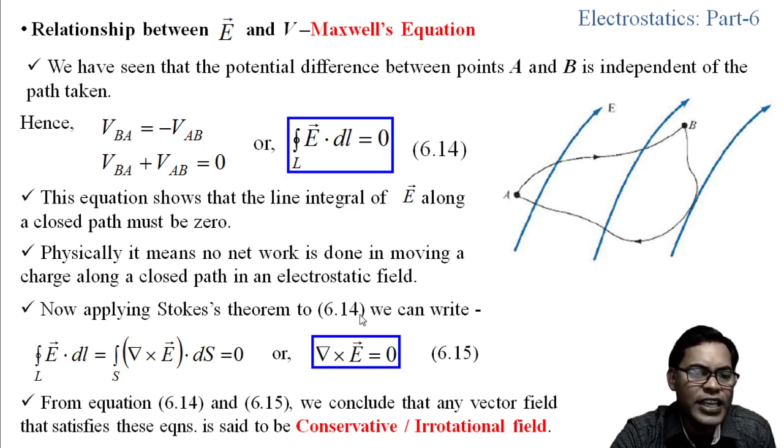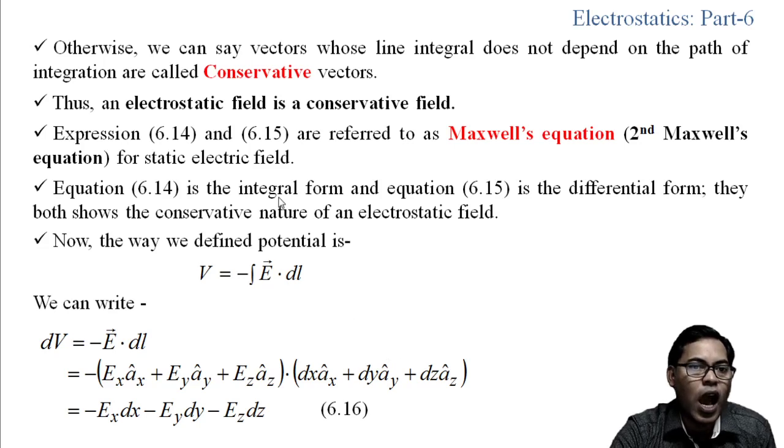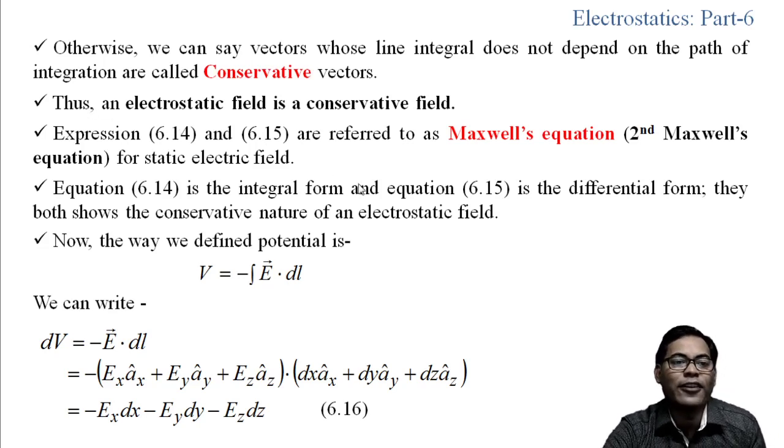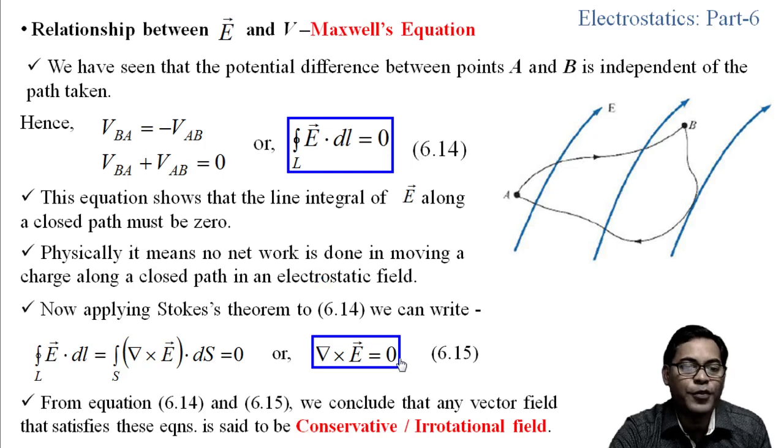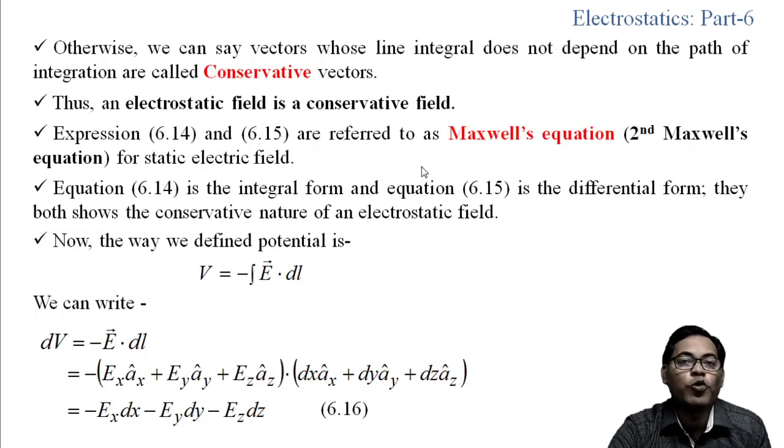Now these two expressions, we will see that is the Maxwell's equation. So before that, otherwise we can say the vectors whose line integral does not depend on the path of integration, as I said earlier, are called conservative vectors. Therefore an electrostatic field is a conservative field. So now expressions 14 and 15 are referred to as the Maxwell's equation.